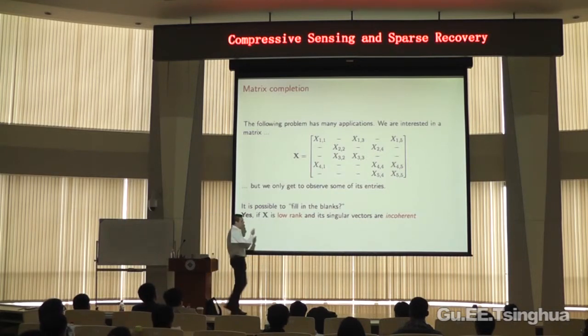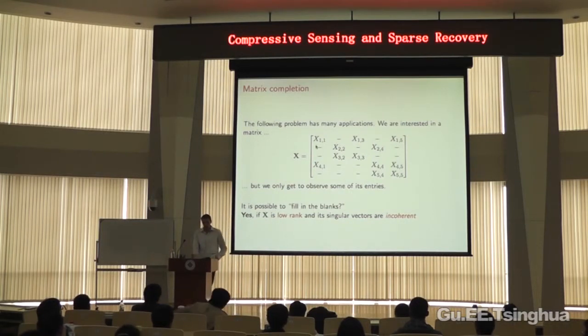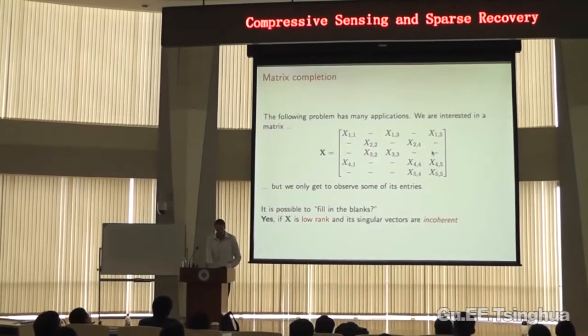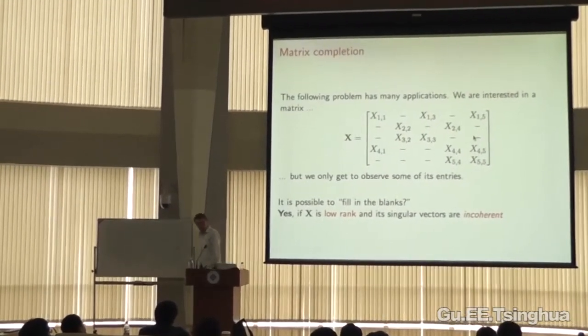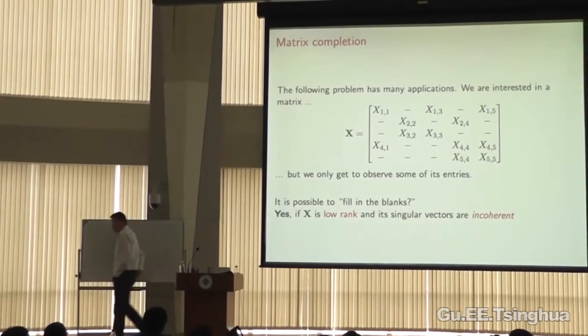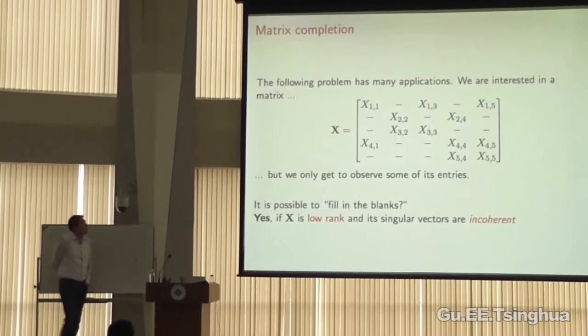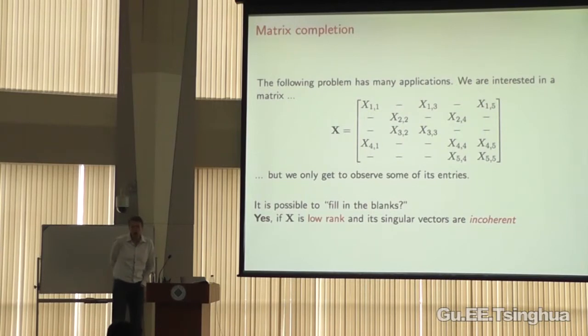In general it's impossible. If I'm talking about a matrix as an arbitrary collection of numbers, then of course if I don't know this guy, I don't know him. It's just pointless. But if it's structured, it might be that I can fill these in. One type of structure you can assume that allows you to do this is if the matrix is low rank.